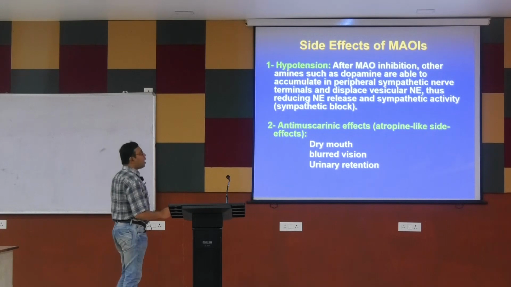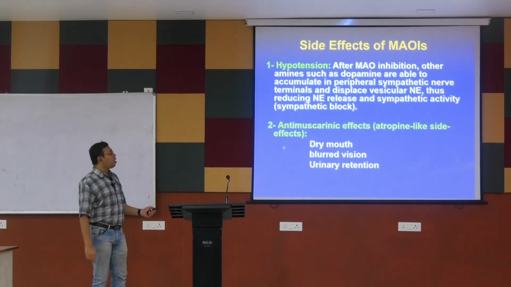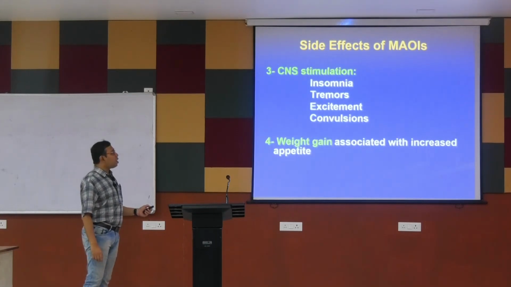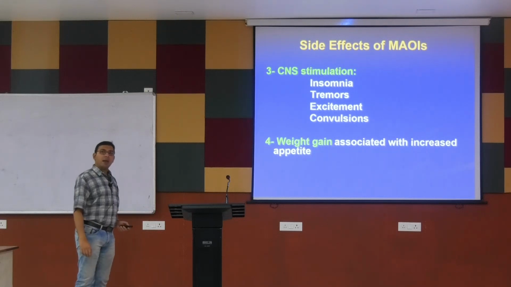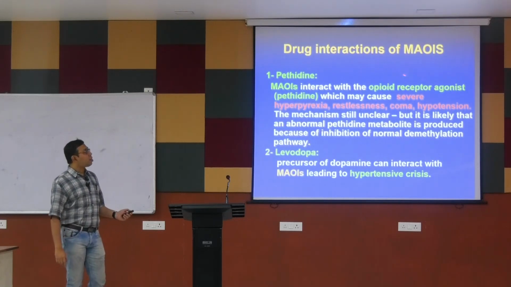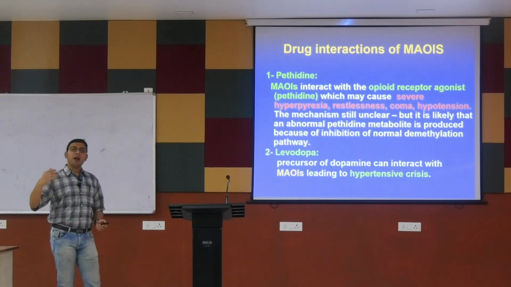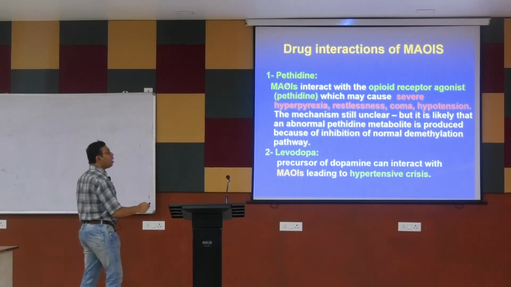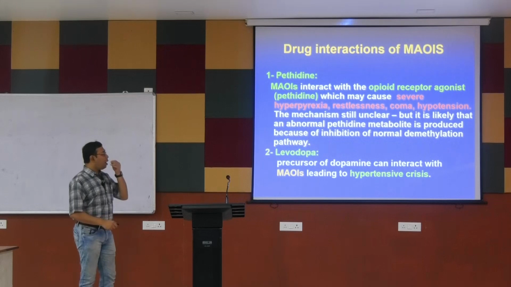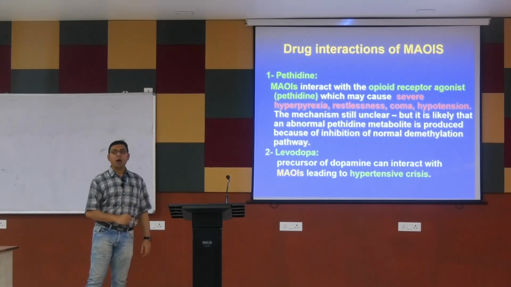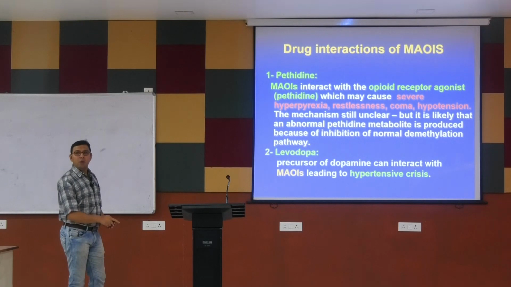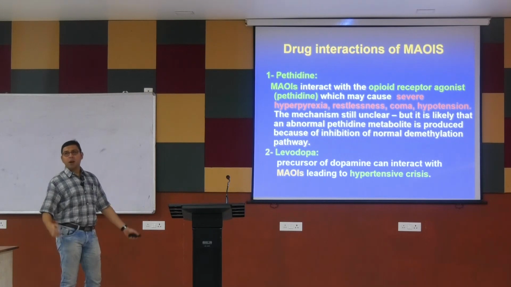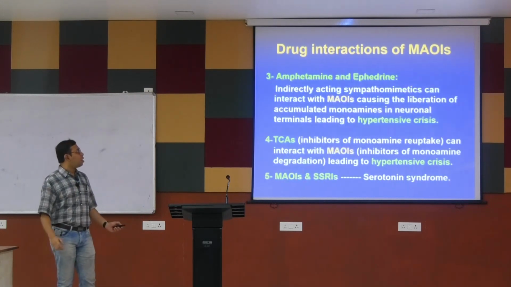Side effects: hypotension can happen. So there may be sudden hypotension, there may be antimuscarinic effects, similar to anticholinergic effects. There may be CNS stimulation, there may be weight gain. All this can happen with the MAO inhibitor. And there are drug interactions, like with tricyclic antidepressants; there are many drug as well as food interactions with MAO inhibitors. Like pethidine: when pethidine or morphine is given, there may be severe hyperpyrexia, restlessness, coma, hypotension. When levodopa, which is used for Parkinson's disease, is combined, there may be a hypertensive crisis, that is, a sudden rise of the blood pressure.